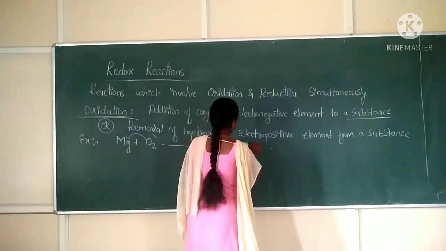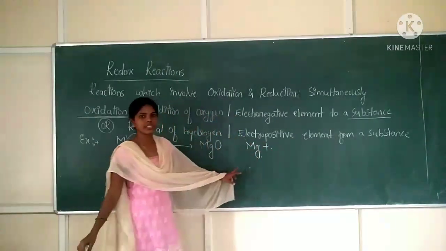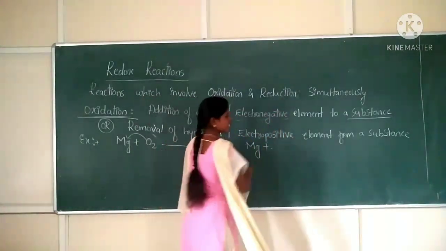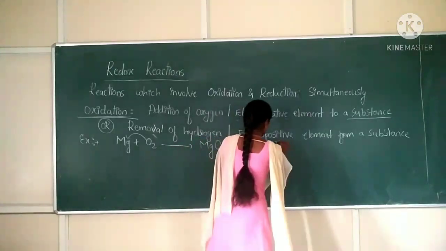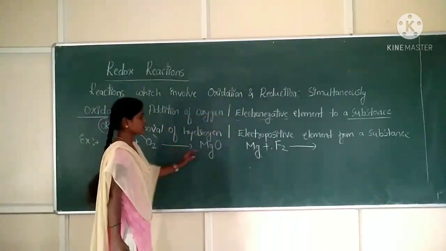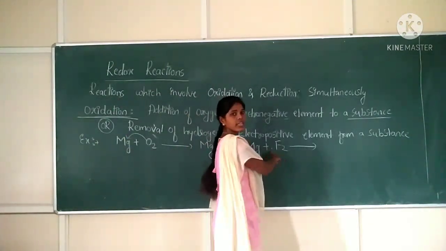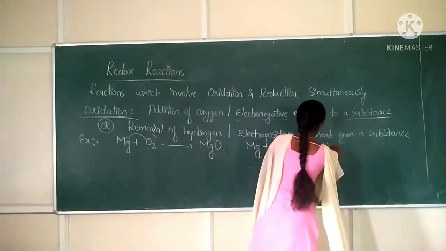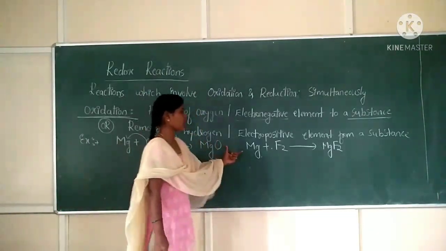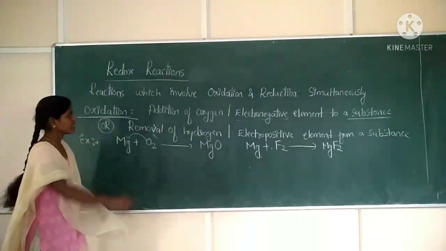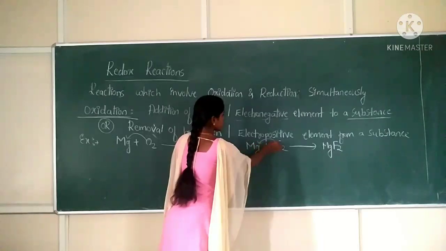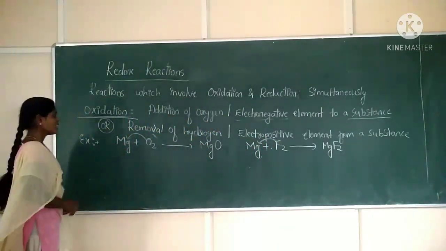Next, second example. Again I take the same substance, magnesium. Now I am going to add an electronegative element, for example fluorine. So what is the definition of oxidation? Addition of electronegative element to a substance. Magnesium plus fluorine react to form magnesium fluoride. So these are the two examples which define the oxidation definition. That is addition of oxygen to a substance or addition of fluorine, a more electronegative element, to a substance. Next example.